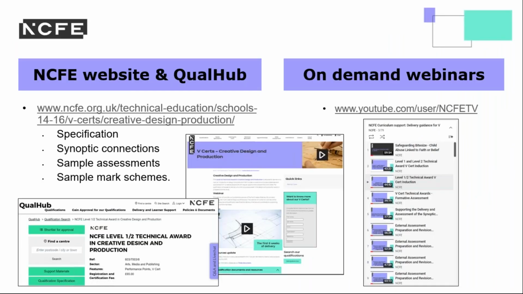On our NCFE website, within the research page, you'll find the resources to support your delivery and assessment of this qualification. It currently includes the links to the subject-specific QualHub page, where you can find the qualification specification, fact sheet, and synoptic connections. The sample assessment materials and the sample mark scheme will also be available. For further instructions and information on conducting the EA and the NEA, centres must ensure they have read or are familiar with the regulations for the conduct of the external assessment, qualification specification, instructions for delivery document, and the synoptic project.